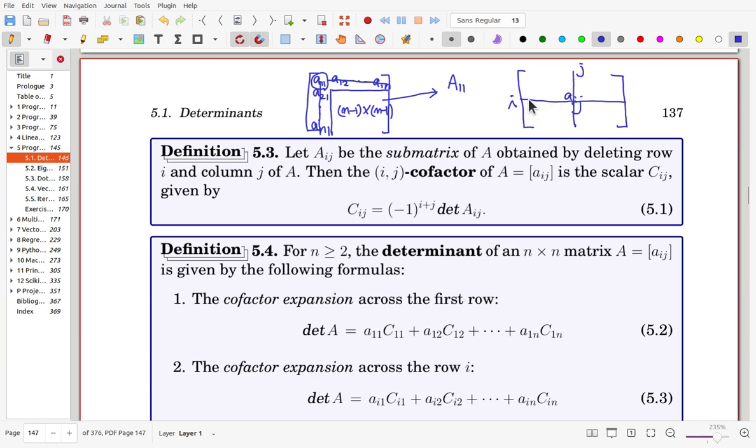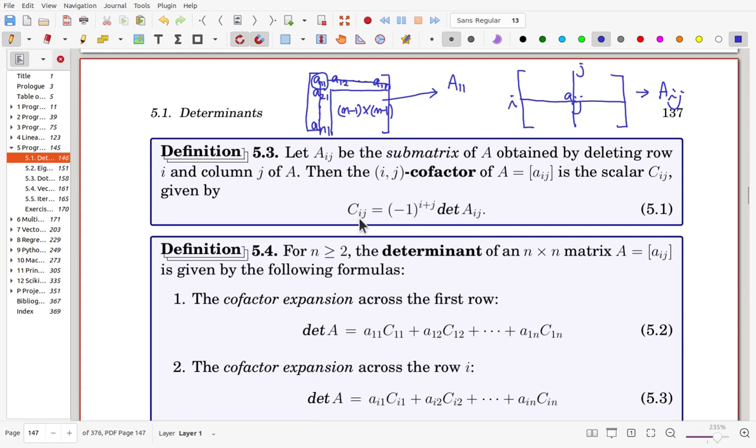So we delete the ith row and jth column, then the remainder part will make again an n-1 by n-1 matrix. This one we call the submatrix Aij. And we define the ij cofactor of a matrix as the scalar Cij, defined in this way: it is (-1) to the i plus j times the determinant of the submatrix Aij.